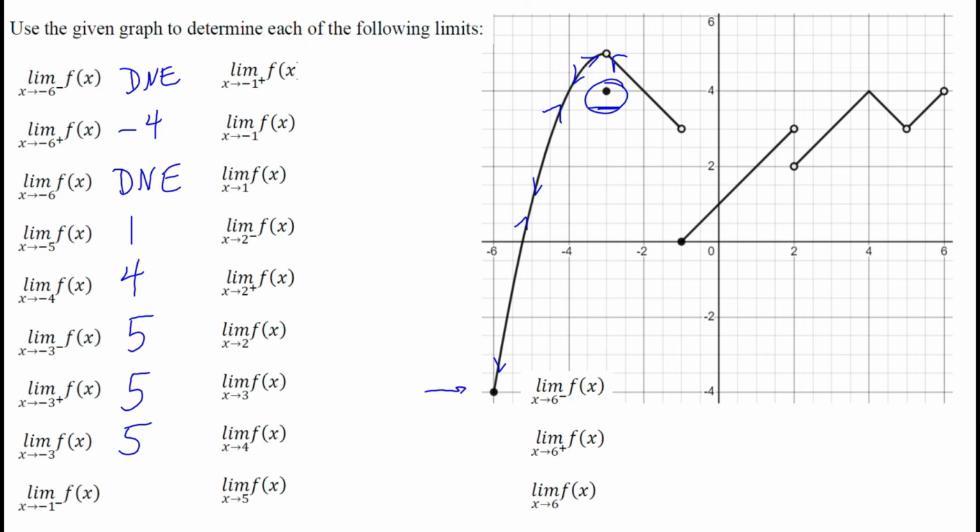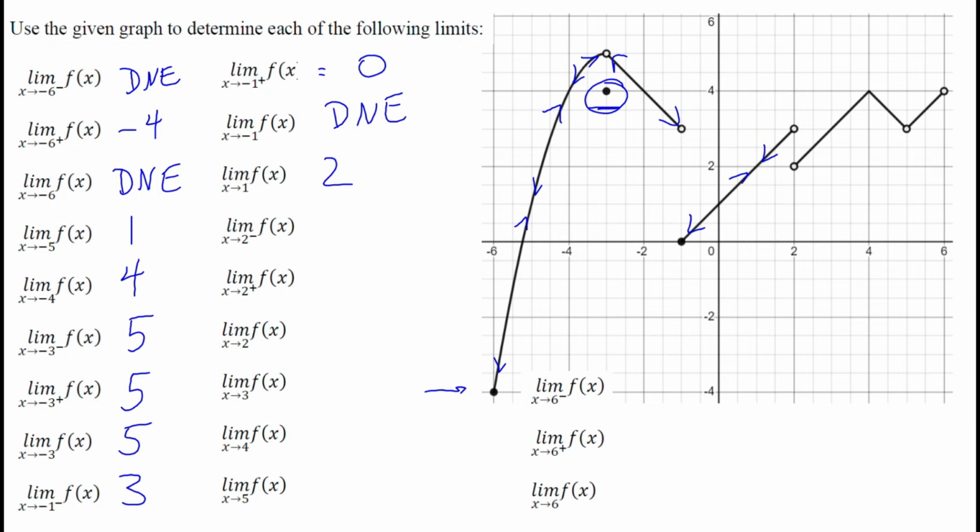Our next one is what happens as we approach -1 from the left. So we're going down to this open circle, which is at 3. As we approach -1 from the right, though, we're going down to this closed point at y equals 0. So that one will be 0. And since the left and the right-hand limits aren't the same, the two-sided limit does not exist. As x approaches 1, we're just going towards x equals 1 from both sides. The y value is 2 there that they're both approaching.